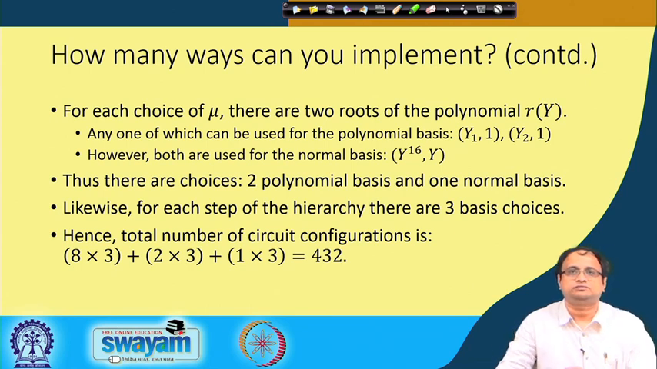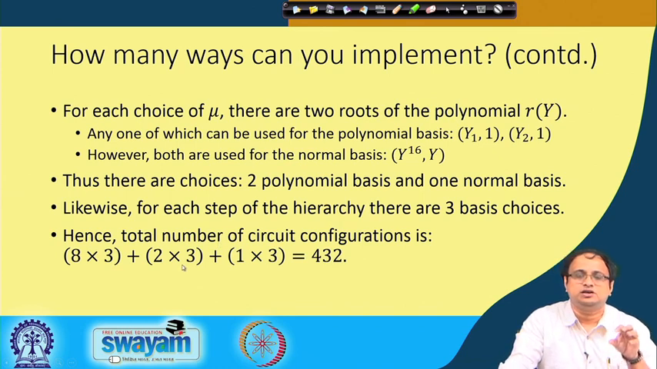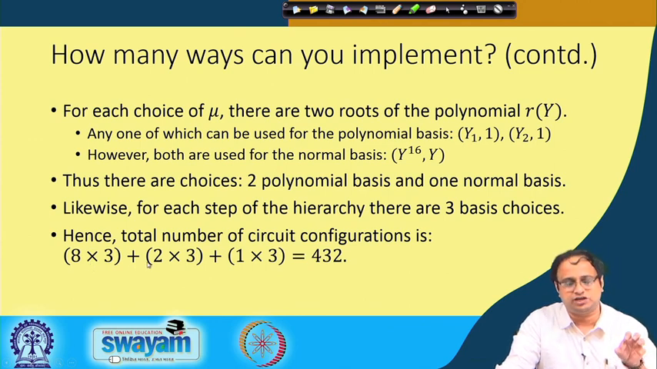So again I am repeating this, you are writing GF2 power of 8 in terms of GF2 power of 4. This is the case which is governing that. Likewise, you are expressing GF2 power of 4 in terms of GF2 power of 2, that is this case. And likewise, you are writing GF2 power of 2 in terms of GF2, and that is this case.